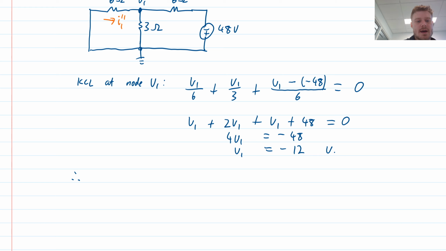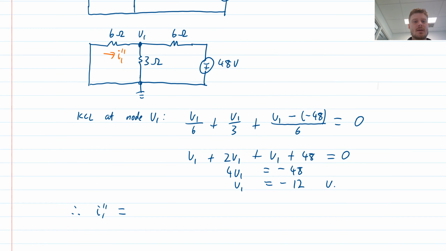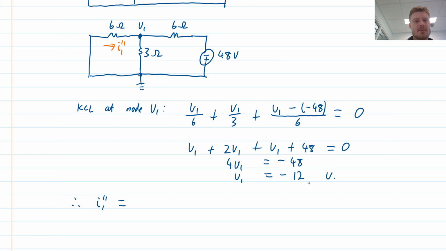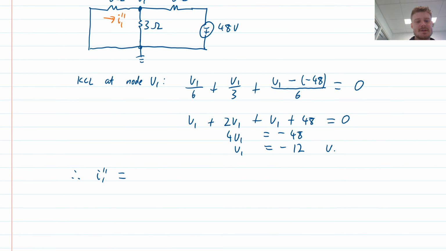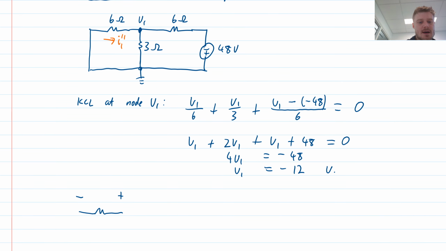So therefore, our current I1 double prime, if we look at the way that our voltages are labeled here, I have V1 as the positive on the other end of the arrow. This one's a little bit tricky, so let me draw it more clearly so that you can be clear about the polarity of what I'm talking about here. So from my circuit diagram, I have a V1 that's defined that way, and I have a current, I1 double prime, which is defined that way. So the current flows from negative to positive. It's the opposite way around to how conventional current flows.